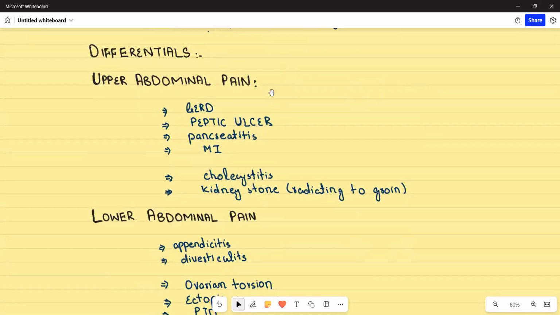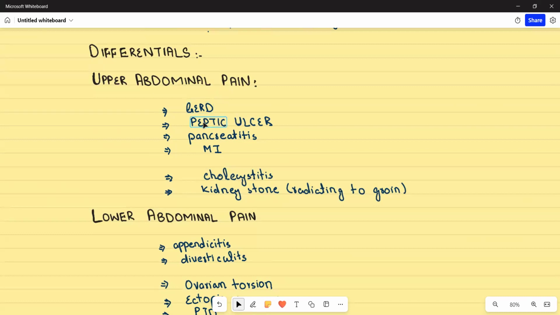So in terms of differentials, I've divided abdominal pain into upper and lower abdominal pain. So an upper abdominal pain can be because of GERD, okay, peptic ulcer disease, pancreatitis, myocardial infarction, cholecystitis, and kidney stone. So in case of GERD, the patient will have a history of reflux symptoms. The patient will complain of heartburn for a long time, and there may or may not be difficulty swallowing. There will be a history of increase in the pain on food intake, and there will be presence of risk factors for GERD like obesity, increased alcohol intake, stress, smoking, etc.